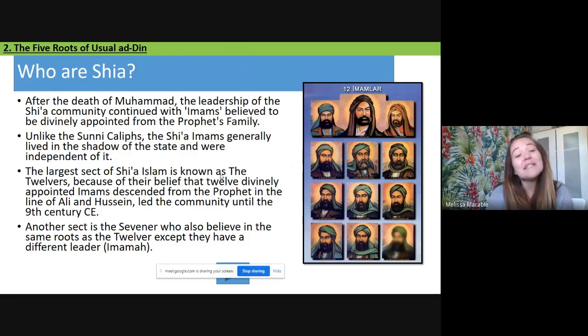Now, another sect is the Sevener, and they believe in the same roots as the Twelver, except they have a different leader. Now, there is a quick video clip on there, guys, if you would like to take time to watch it. Also, on the last slide, there's a stretch and challenge to learn more about the history of Ali. So Shia wanted Ali to lead them, not Abu Bakr.